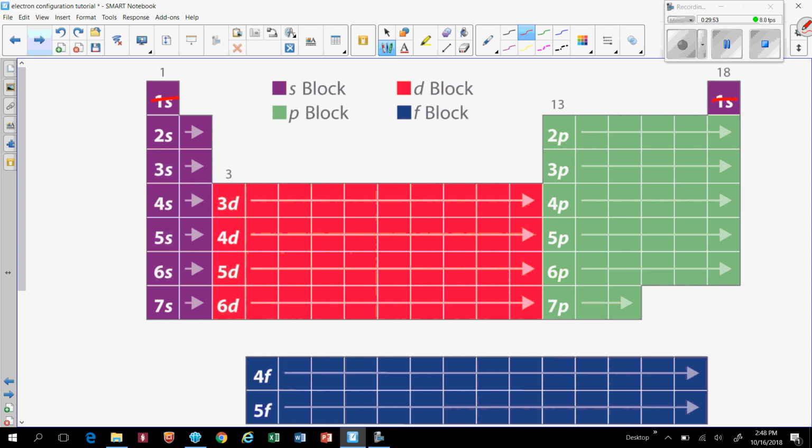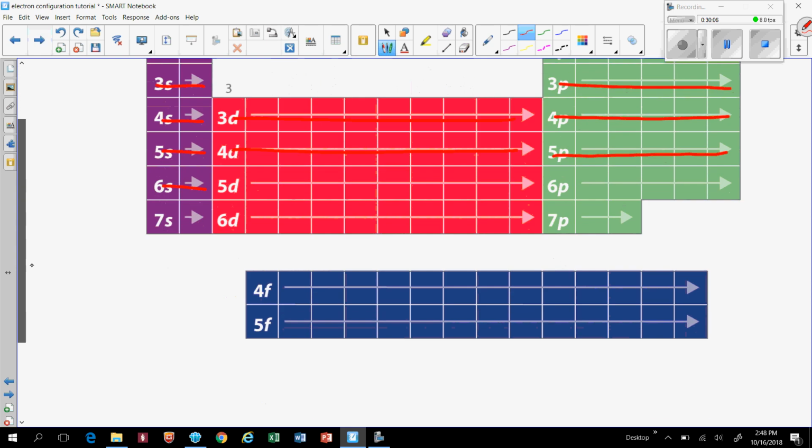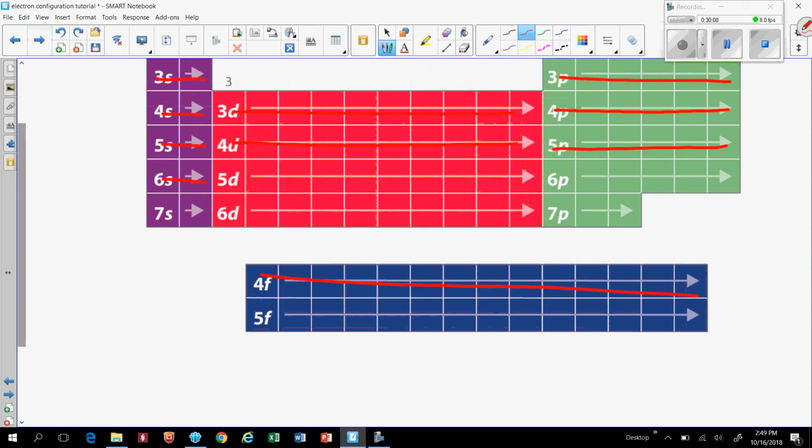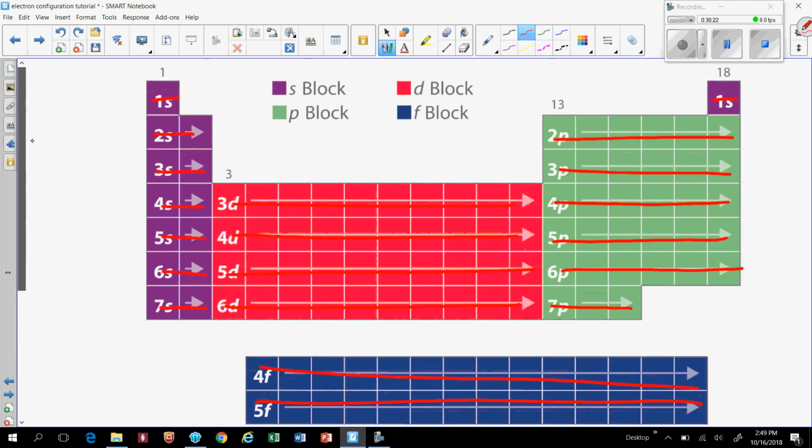1s2, 2s2, 2p6, 3s2, 3p6, 4s2, 3d10, 4p6, 5s2, 4d10, 5p6, 6s2, 4f14, 5d10, 6p6, 7s2, 5f14, 6d10, 7p6. That's our Aufbau order. The periodic table is Aufbau order.